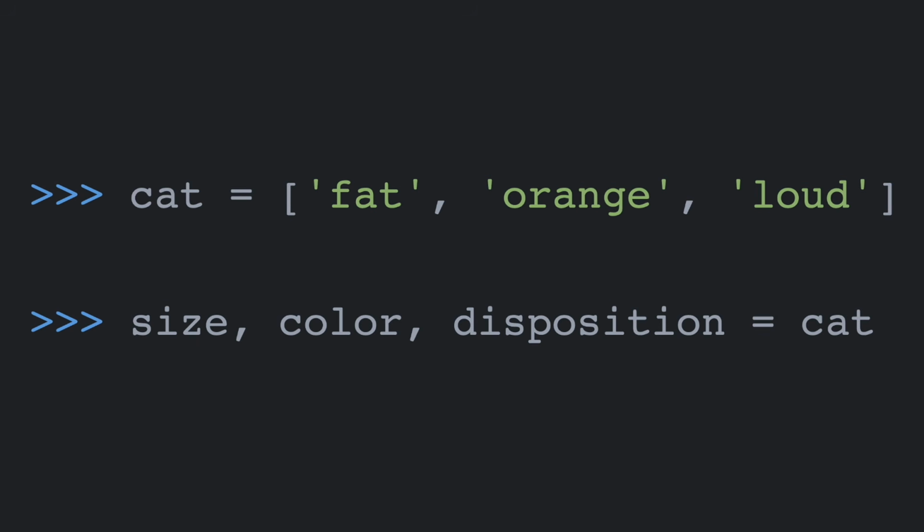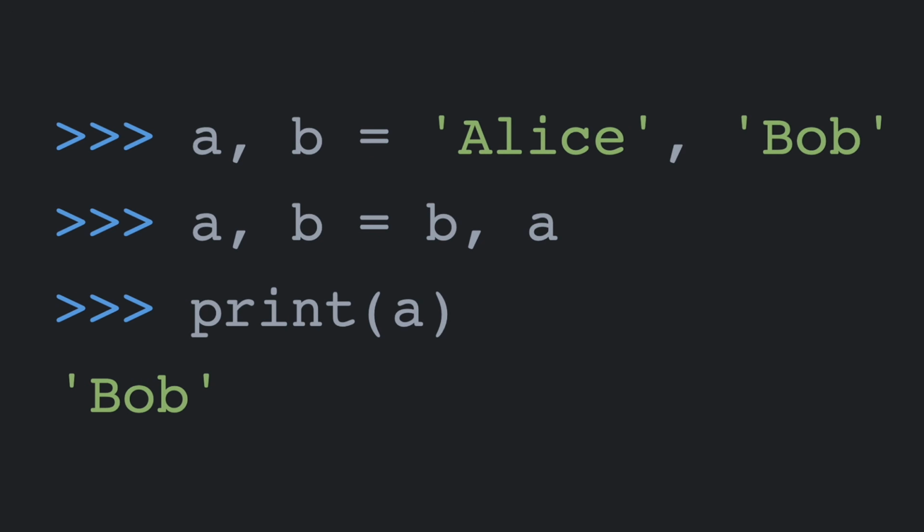Is howdy not in spam? False. This is the multiple assignment trick where you have this list that equals cat. Now size, color, disposition equals cat. It's going to assign each element of the list to each of these variables. The multiple assignment trick can also be used to swap the values in two variables.